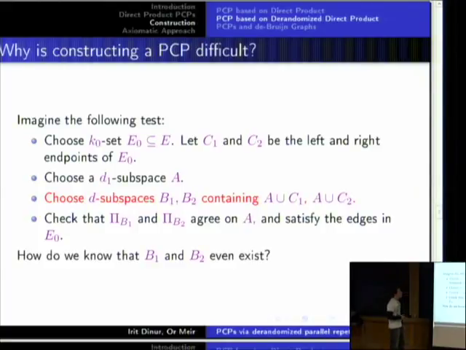If K, the size of the D-dimensional subspaces, was much, much larger than K0, then it would be trivial that they exist. But such a large K compared to K0 does not give us anything. If we want K to be polynomial in K0, then there is no reason for such subspaces to exist, simply because the set E0 was chosen to be a random set of edges, and this means that C1 and C2 have no apparent structure, and therefore there is no reason for a small subspace to contain them all.